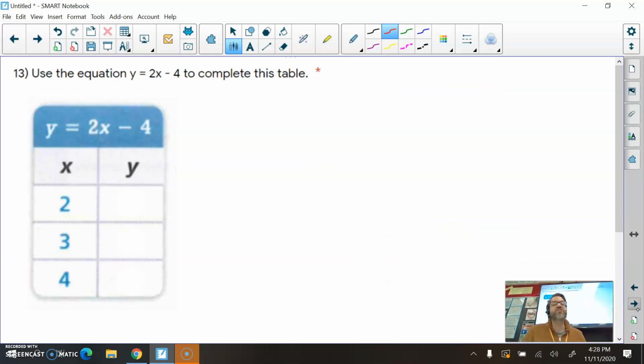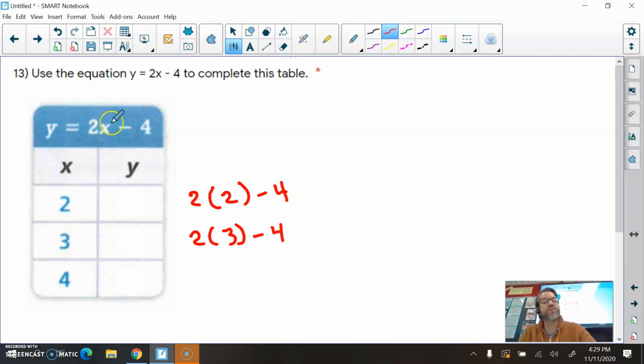Number 13, use the equation y equals 2x minus 4 to complete this table. So here I have 2 times 2 minus 4. Here I have 2 times 3 minus 4. See, I just keep changing what I'm substituting in for x. Here I have 2 times 4 minus 4. What's important to remember is 2x doesn't mean like 22, 23, 24. It means 2 times x.